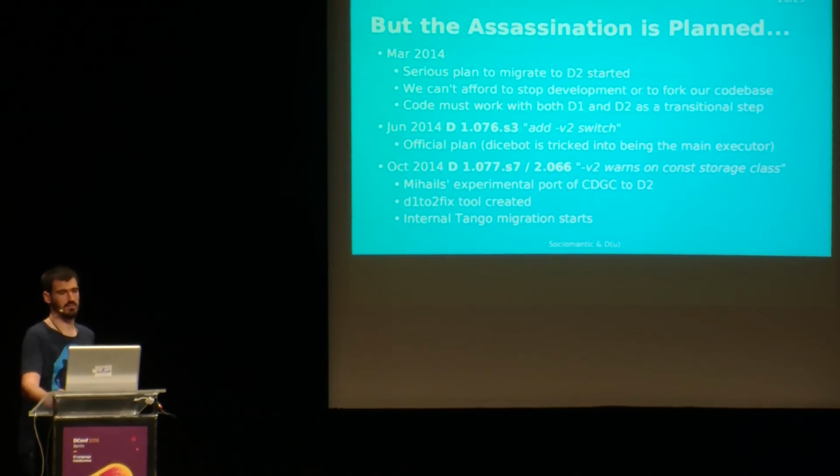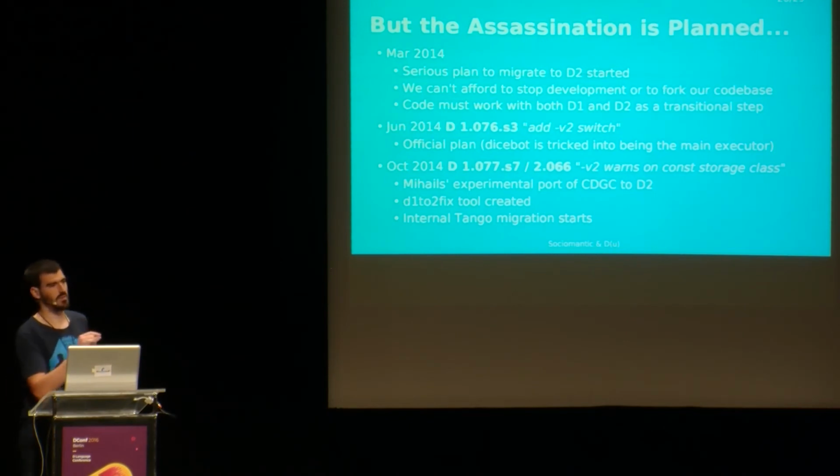We kept adding stuff to this -v2 flag for the D1 compiler. We created a D1 to D2 fix tool to complete the process, because we can get really, really close to having D1 code that is compilable in D2, but not all the way there. So for the last very small steps, we had to create a tool to automatically convert the code. And we started the Tango migration.